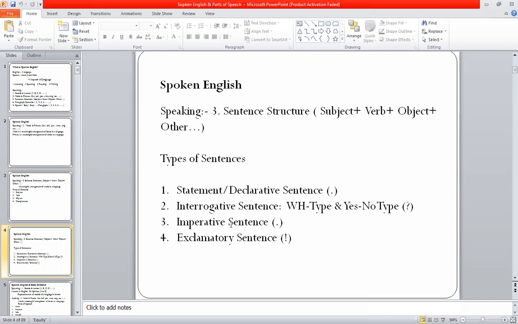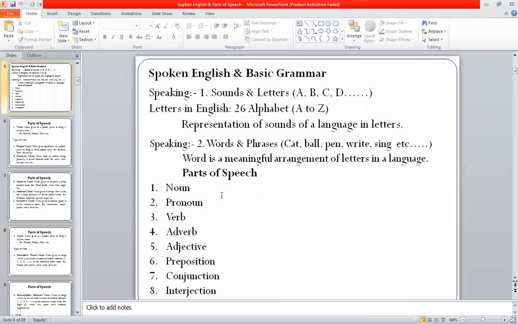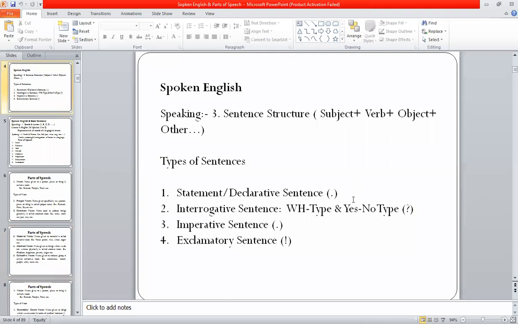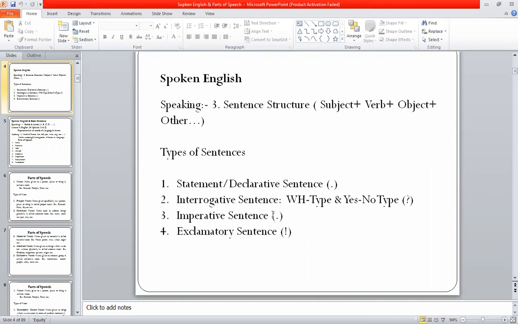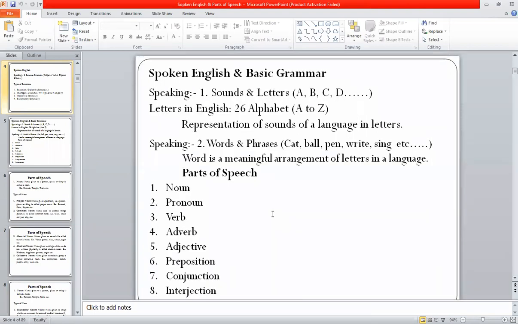You generally use words like oh my god. Okay, so these are the words we use for the exclamatory sentence. Okay, so these are the four types of sentences that we use to speak this English language. Okay, so this is about the four types of sentences.